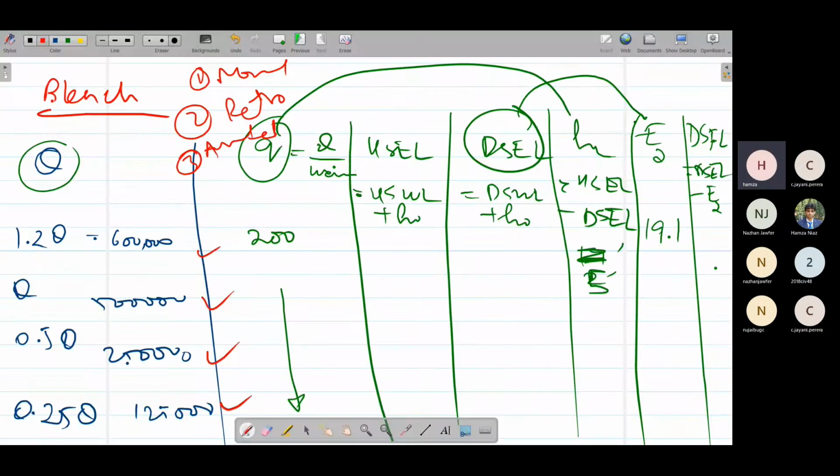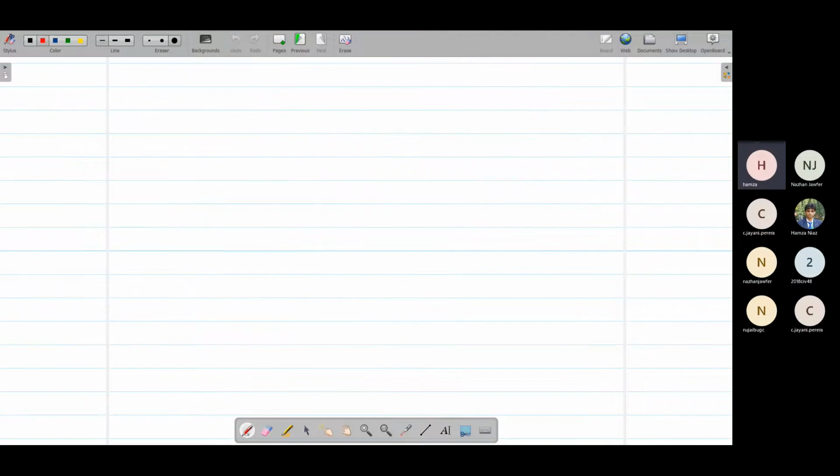So any issue in this, how to check from Blanch curves? No issues, brother. All right. So after Blanch, the second method is Crump.